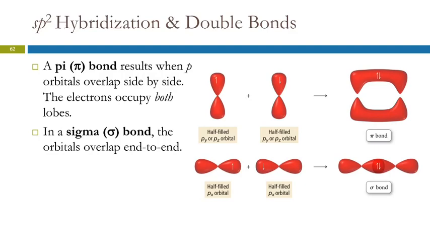So let's look at that a little more. Here we have two half-filled p orbitals, and those can overlap side to side to form a pi bond. Or if they're oriented properly, they can overlap end to end and form a sigma bond. Just how are they overlapping? Could you have a pi bond between a p orbital and an s orbital?